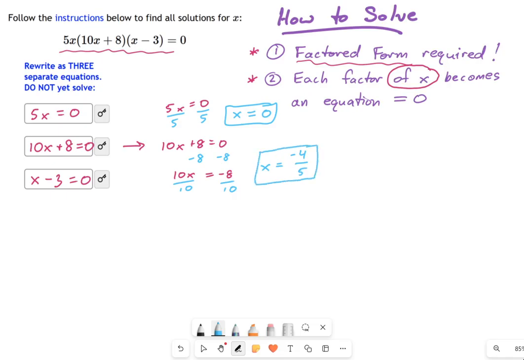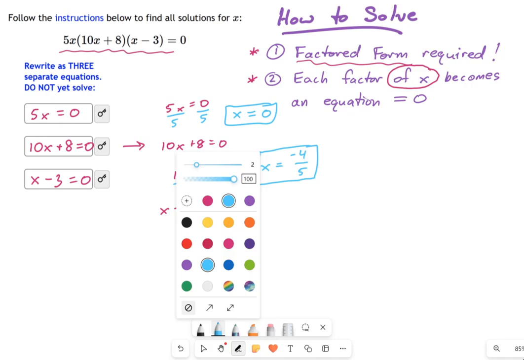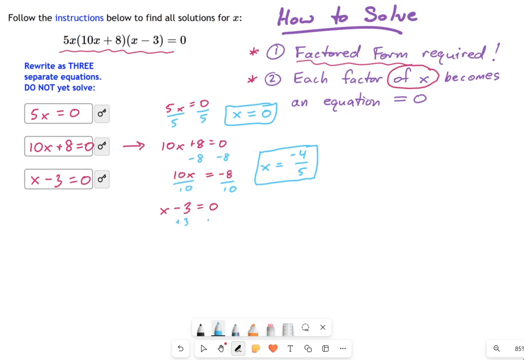And then the last one is pretty quick. This x minus 3 equals 0. So to solve that, just get x by itself. We're going to add 3 to each side. So that gives me x equals 3 as my final solution there.